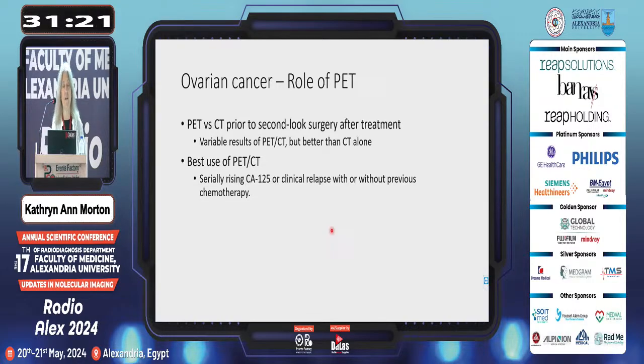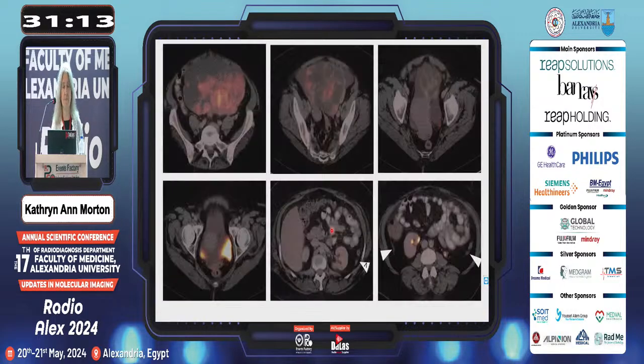The best use of PET is in clinical relapse with or without previous chemotherapy. So here's an example of a huge ovarian tumor that is hypermetabolic, soft tissue within a mass that is partially cystic, a big mucinous tumor of the ovary. And if you look, there are little areas here along the peritoneal surface with soft tissue thickening. This patient had peritoneal spread of tumor. So you look carefully for every little thing you can see.